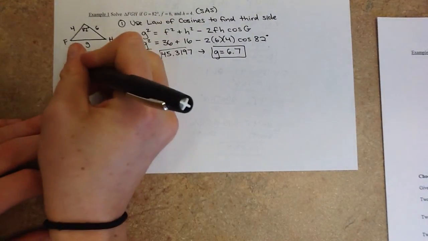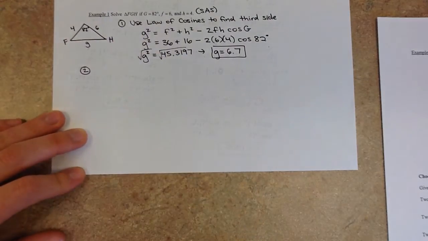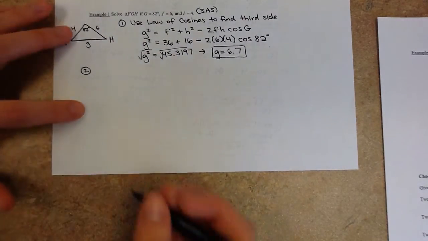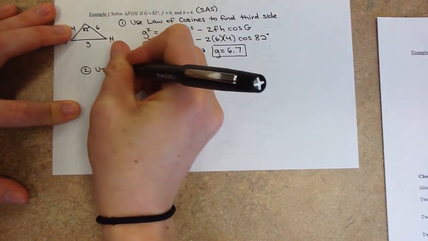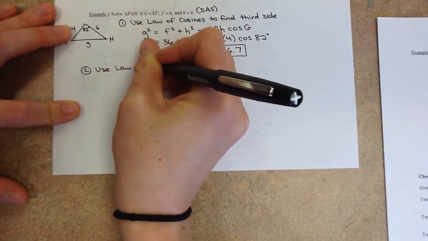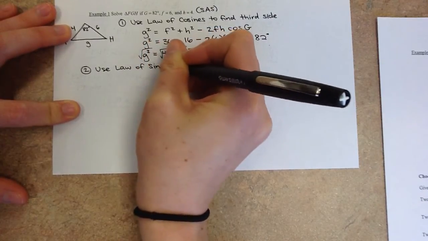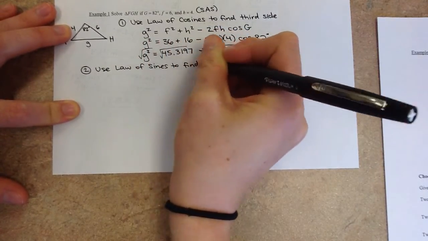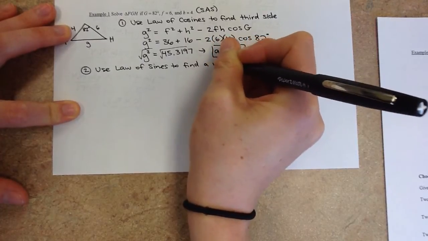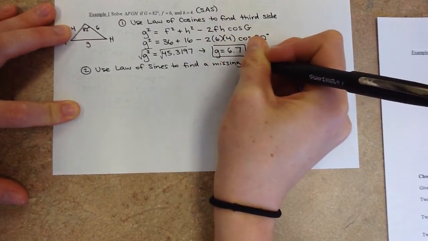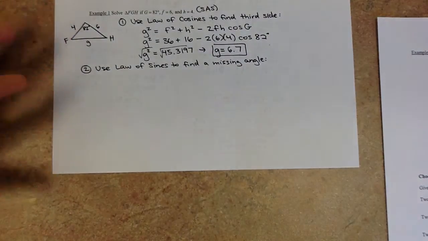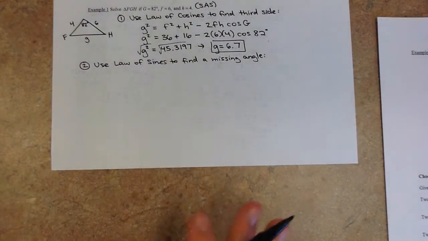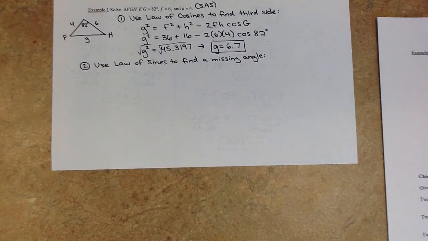All right, next we're going to want to find one of our angles, and now we're going to go back to the law of sines that we were just doing in our last lesson. So use the law of sines to find one of the missing angles. So either one, if you've got a favorite letter, pick that one. Literally does not matter at all. So let's say we want to find f.